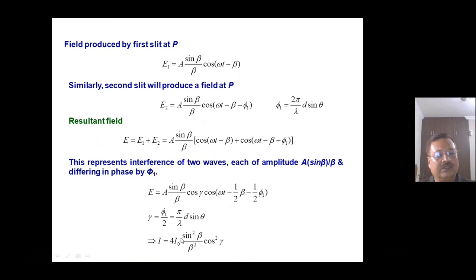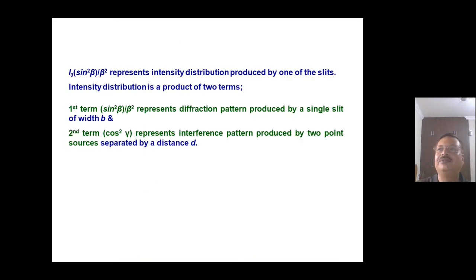Here the sine square beta by beta square corresponds to the single slit diffraction pattern, but now we are introducing two slits. Because of the distance between the two slits, we have one additional term, cos square gamma. This cos square gamma comes from the interference of the light beams coming out of these two slits. If it is a single slit, you get the diffraction pattern. If it is two slits, you get the diffraction pattern combined with the interference pattern. The fields propagating after the two slits will interfere and give rise to an interference pattern. So you have a mixture of interference and diffraction both here.